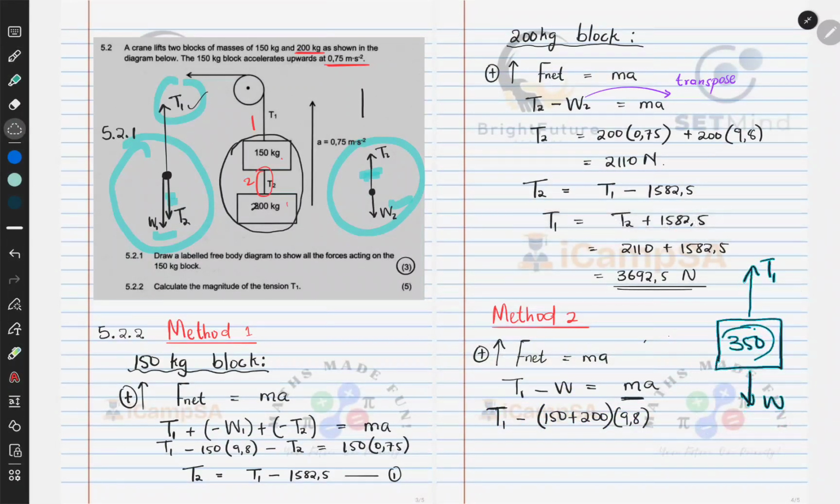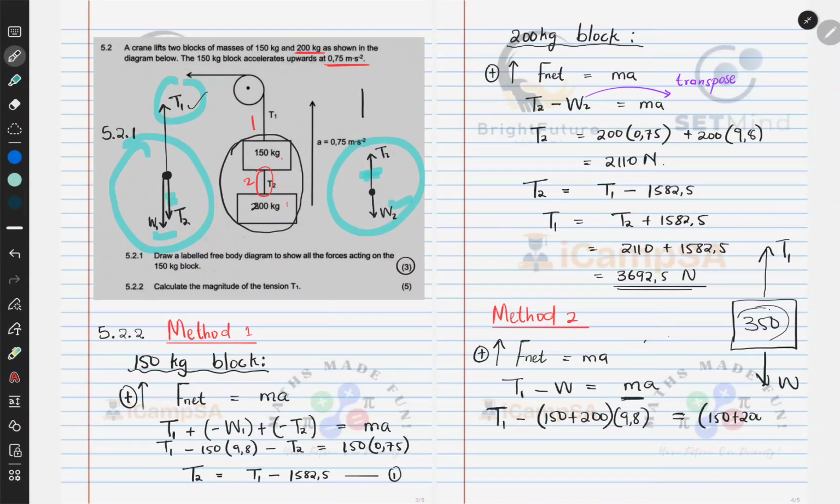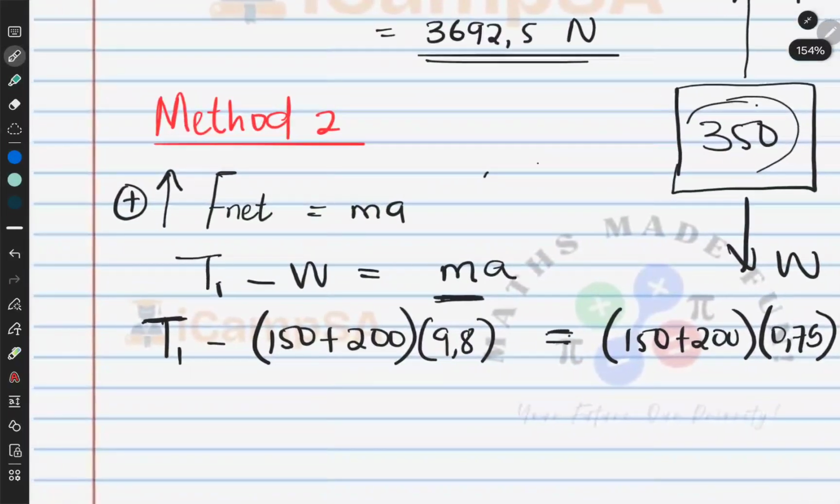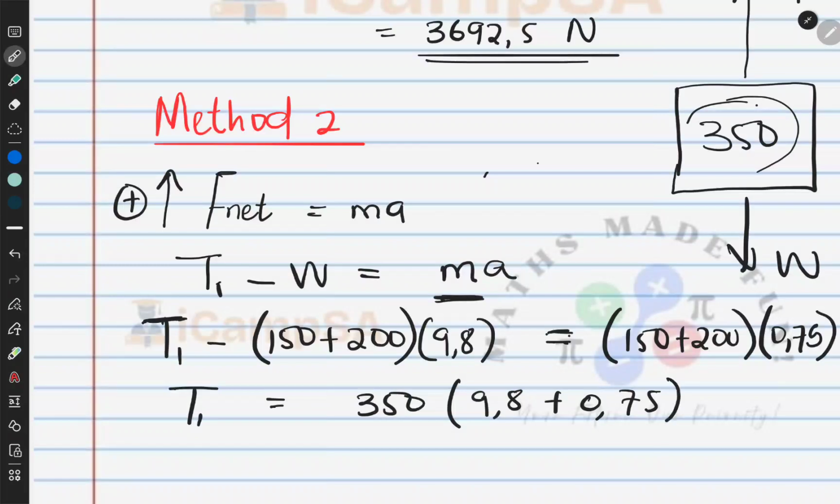Okay, this I'm unable to see. Yes, much better. It is equal to 150 plus 200 times 0.75. Okay, that's what we get. Now from here, you simply transpose. It means T1 is 350. I'm just factorizing, guys. Don't worry about this one. But if you punch everything in your calculator, you should be fine.